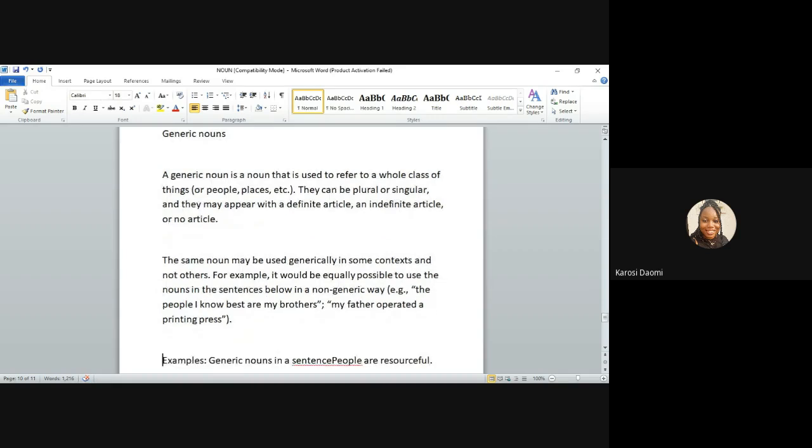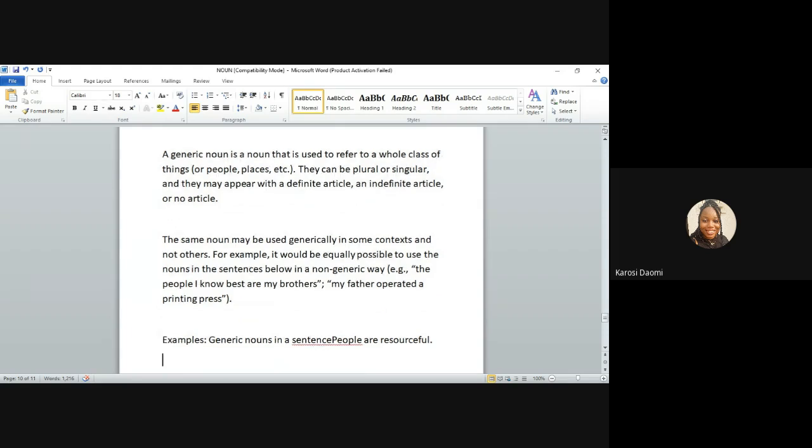For example, it will be equally possible to use the nouns in the sentences below in a non-generic way. So you have: The people I know best are my brothers. My father operated a printing press. Generic terms are general terms that you refer to, like people. People is general, so you call it a generic noun.